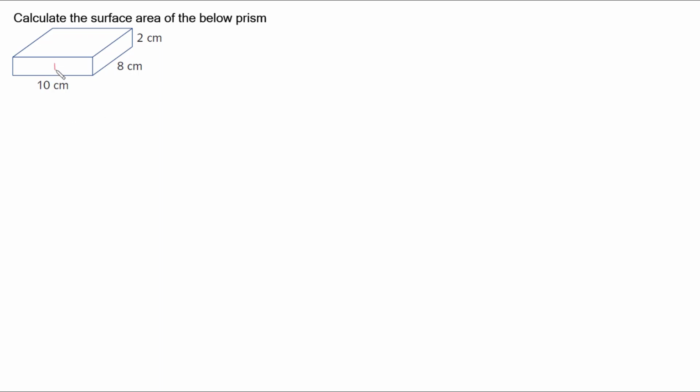I've got this front rectangle, which if I draw it over here, it has a long side of 10 centimeters down here. And this side here matches up with the 2 centimeters of the height of the prism. So that's 2 centimeters there. So that's one of my rectangles.